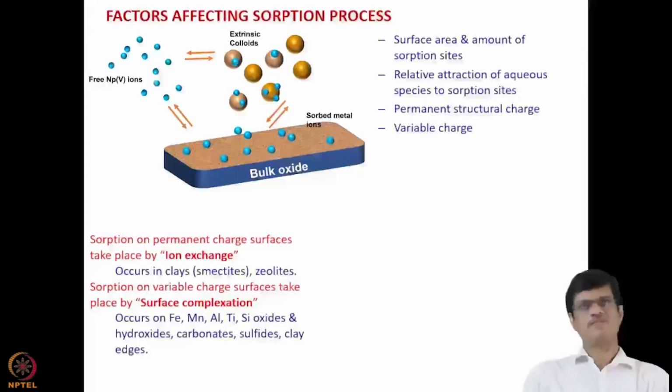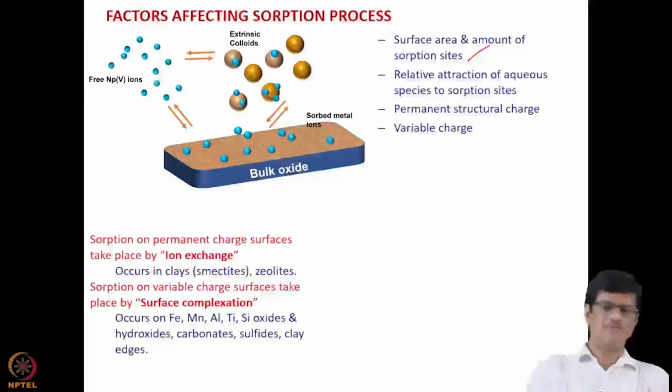Now, what are the factors which are affecting the adsorption process? Number one is the surface area and the amount of adsorption sites. If we have a very large surface area, that is, the same mineral having finer particles, then it will have a very large surface area for a particular weight of the clay mineral. So in that case, the surface area has increased, and naturally that will also give higher uptake of the actinide ions or the metal ions, and also the amount of adsorption sites, that is the density of the adsorption sites on the mineral surface.